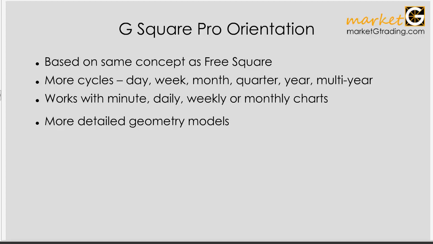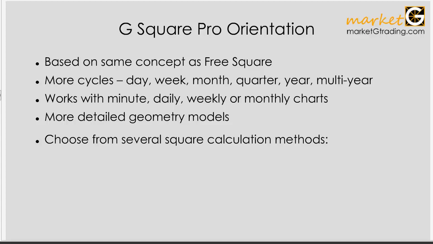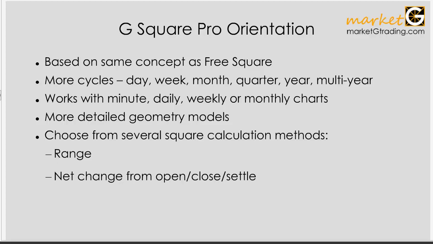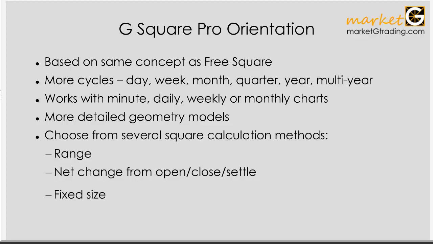It offers more detailed and elaborate geometry models. And you can choose from several square calculation methods. You have the same range model that Free Square used. There's a net change model from the previous open, close, or settle. Fixed size squares, and Gann square of 9.